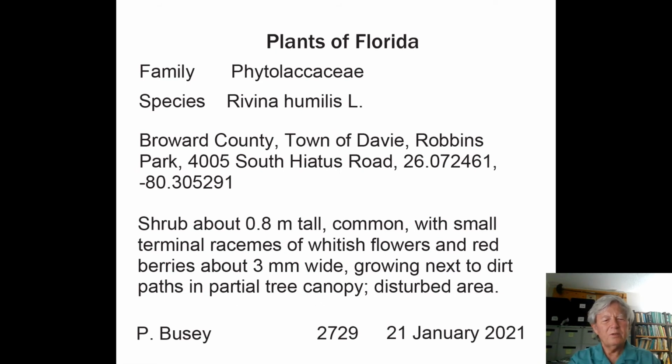Oh, don't forget to document. Use a label such as this to say where you got it, when you got it, what it is, and something about it. Good.